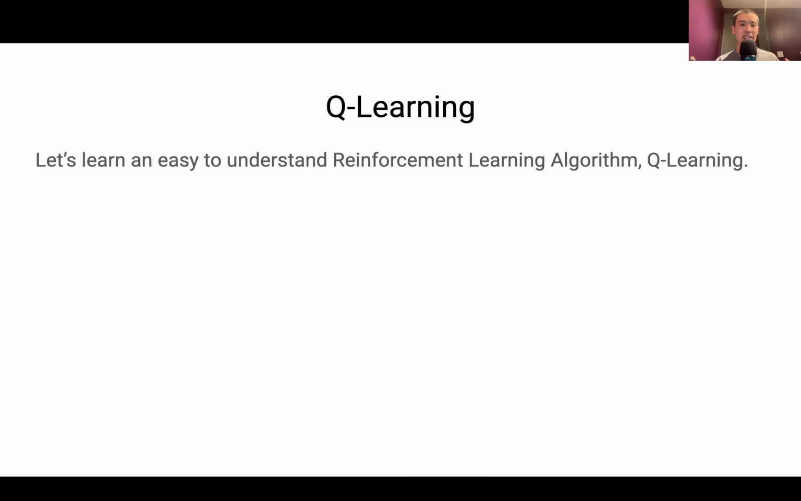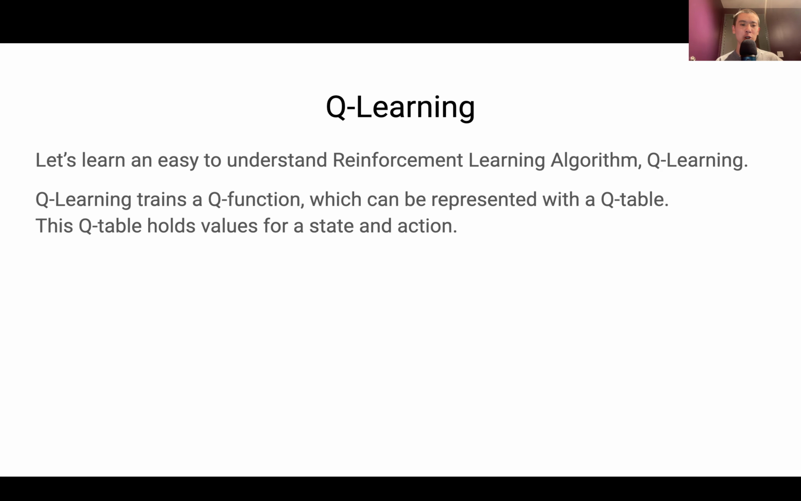Let's learn an easy to understand reinforcement learning algorithm, Q-learning. Q-learning trains a Q function, which can be represented with a Q table. This Q table holds values for a state and action. Don't worry if this does not make sense to you. In a couple of slides, we will show diagrams and pictures of this, and this will make a lot more sense.